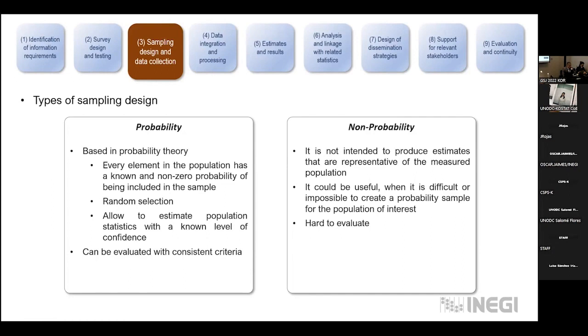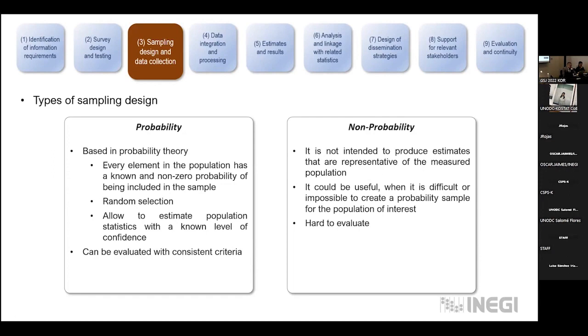But it could be useful when it is difficult or impossible to create probability samples, when we are measuring very specific populations, and this non-probability survey could be useful in doing a project of service.